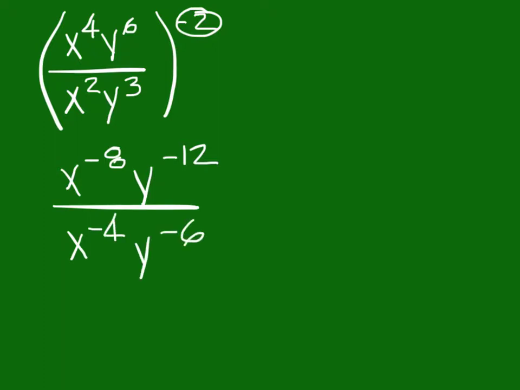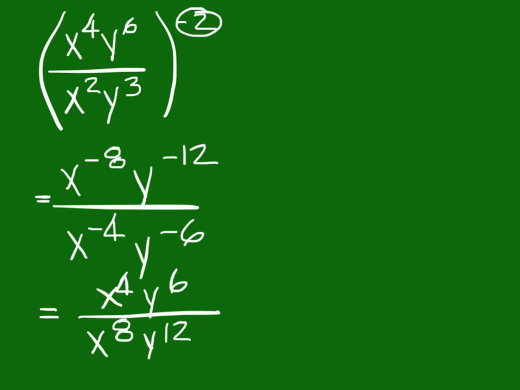From there you have to flip, and when you do that, this x to the negative 4th and y to the negative 6th, they're going to have to go to the top. So you'll have x to the 4th, y to the 6th on top, and then these items here are both negative. They would have to move to the bottom. So on the bottom you'll have x to the 8th, y to the 12th.